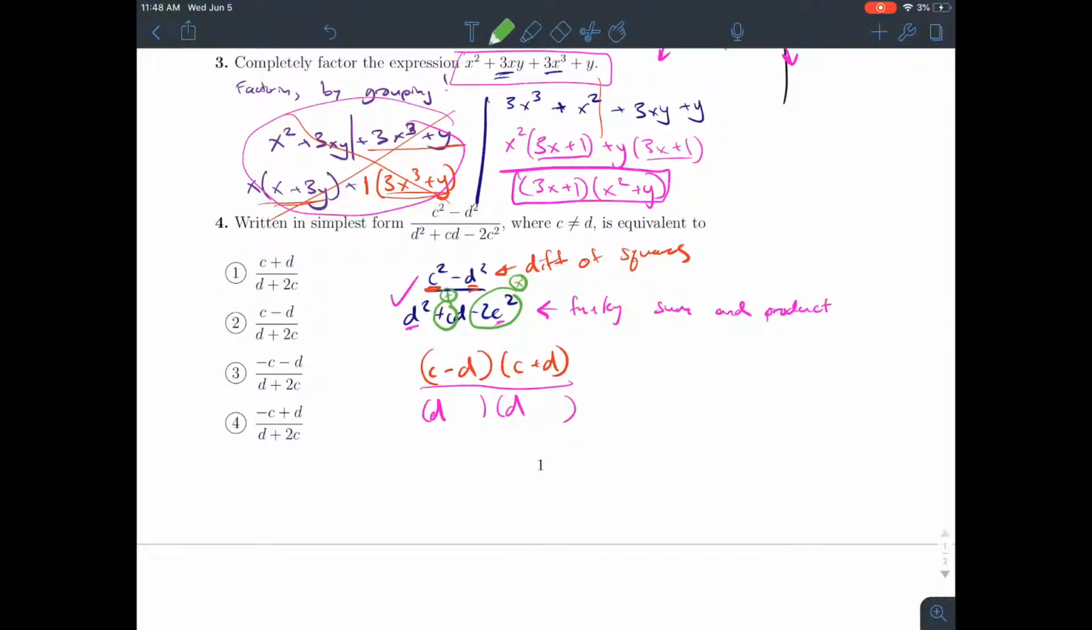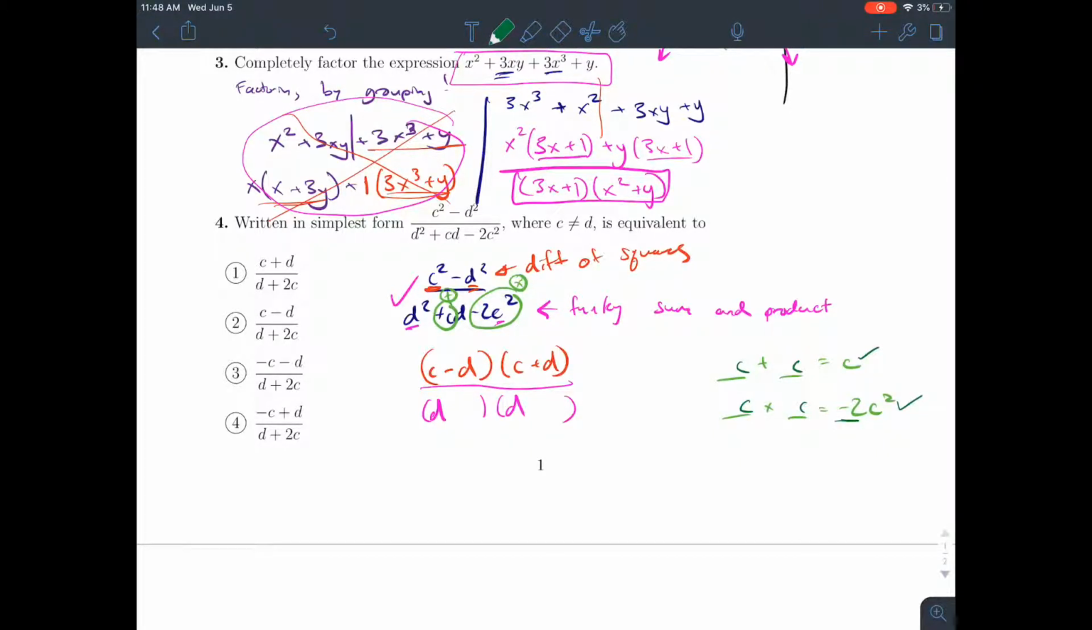So you can write that as an equation maybe if that makes it easier. Two numbers that add to c and multiply to negative 2c squared. So it looks like they're both going to have c in them, because c times c is c squared, and when we combine c terms, it gives us c.